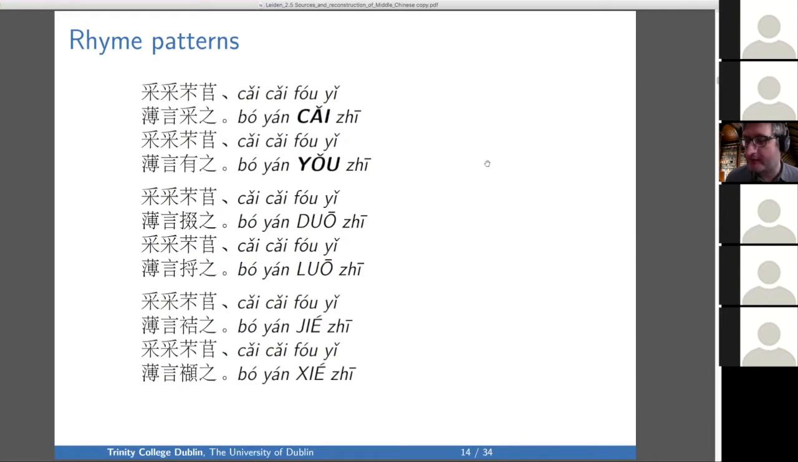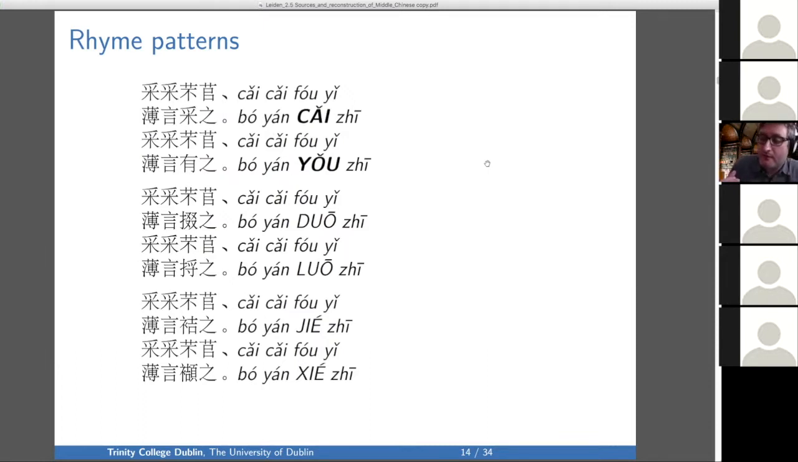If we just limit our world to this poem, what I would say is we both agree that the fact that Cai Cai Fo Yi rhymes with Cai Cai Fo Yi is not interesting. It is not going to tell us anything about Chinese historical phonology. Similarly, the fact that zhi rhymes with itself is not interesting. So the fact that duo rhymes with luo and that jie rhymes with xie can suggest to us that Cai and Yo maybe should rhyme. And I think you should take it that way.